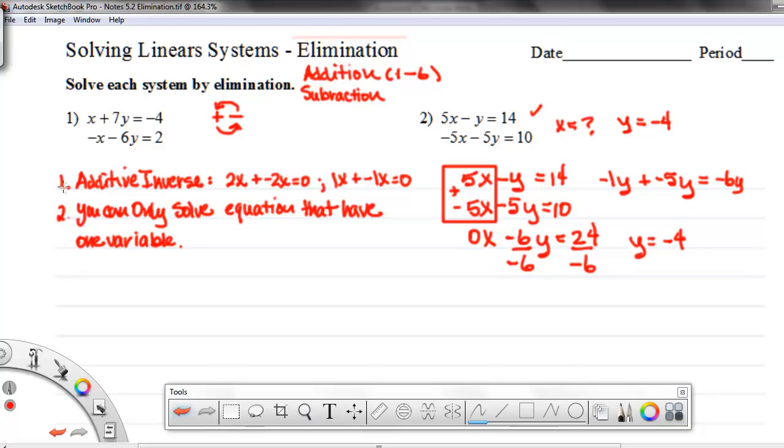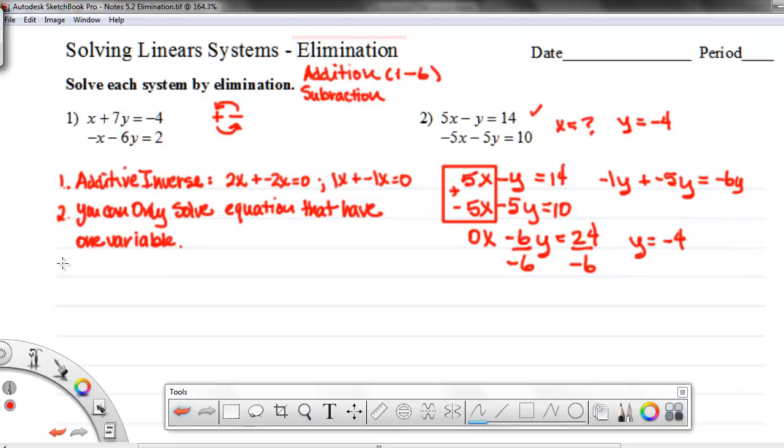So as a recap, the first thing that we do is we look for the additive inverse. If it's there, we're going to go ahead and add the equations together. Remember, the additive inverse, the numbers have to be the same. They have to vary by a sign, correct? This has the additive inverse. This also has the additive inverse, and we'll do this one here in just a minute.